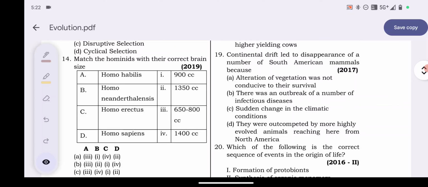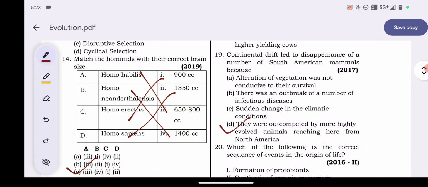Continental drift led to disappearance of a number of South American mammals because. Option A, alteration of vegetation was not conducive to their survival. Option B, there was an outbreak of a number of infectious diseases. Option C, sudden change in the climatic condition. And option D, they were outcompeted by more highly evolved animals reaching here from North America. So here the answer will be option number D.